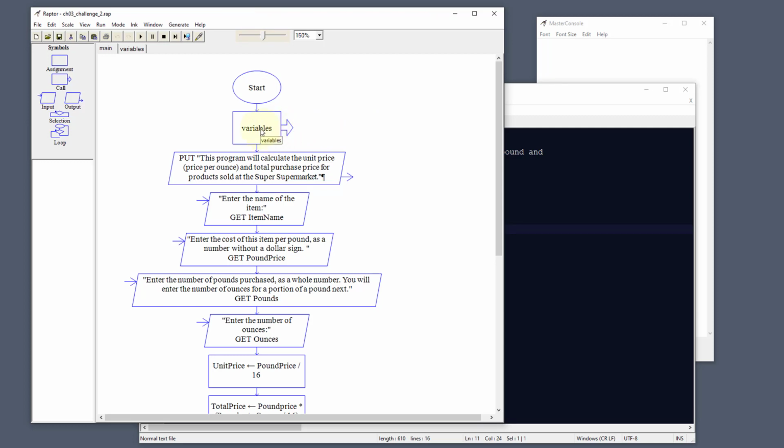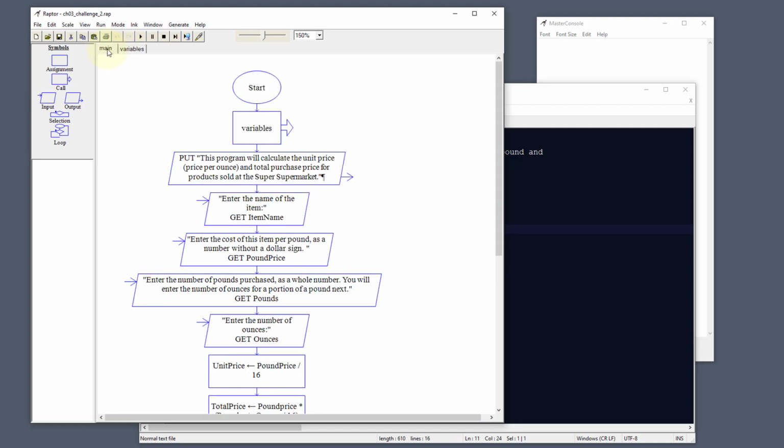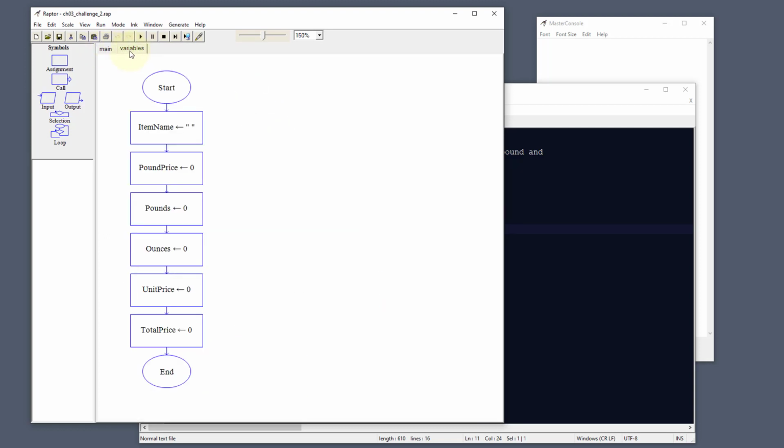Now in this one, we're going to do a call to a variable subchart here. So we're going to have our main subchart, and then we're going to have a subchart called variables. To create a subchart, we just right mouse click and add subchart. And in this case, we call this one variables.